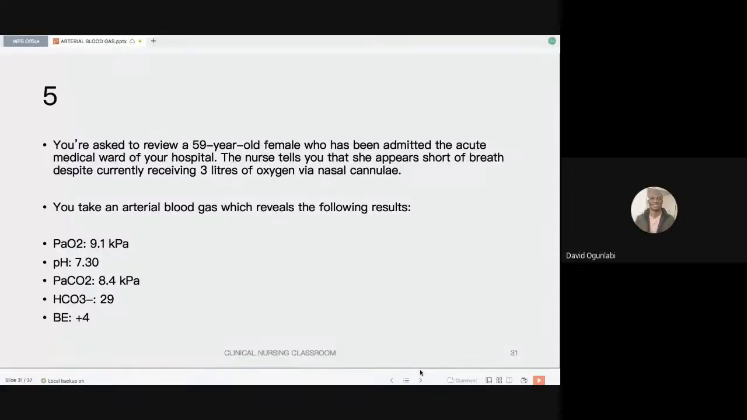So why do you say it's compensated? Just explain for us, because some people are not really getting it well. And why do you say it's respiratory? What did you say before? No, don't get yourself confused. Respiratory acidosis. You said a compensated respiratory acidosis. Okay, so why do you say it's respiratory acidosis?